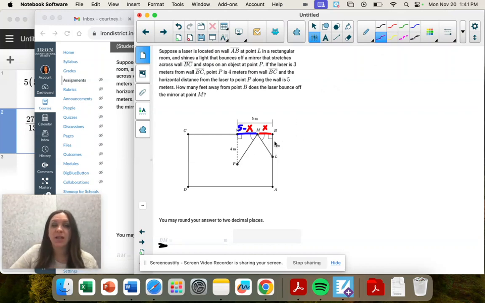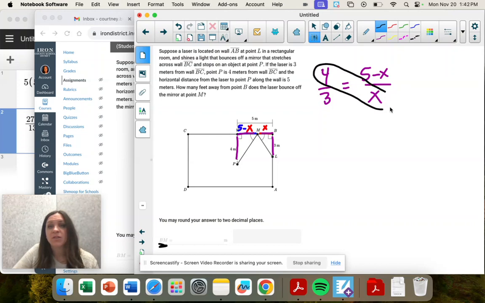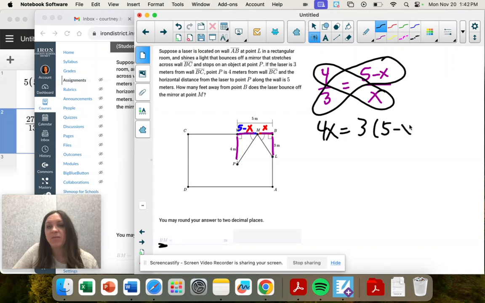Okay, so let's line up our corresponding sides. These are similar triangles, a right angle, and then congruent angles. So 4 to 3. That's our first side ratio. And our second set of corresponding sides is 5 minus X to X. And from here, we can just solve for X by cross multiply. So 4 times X equals 3 times 5 minus X.